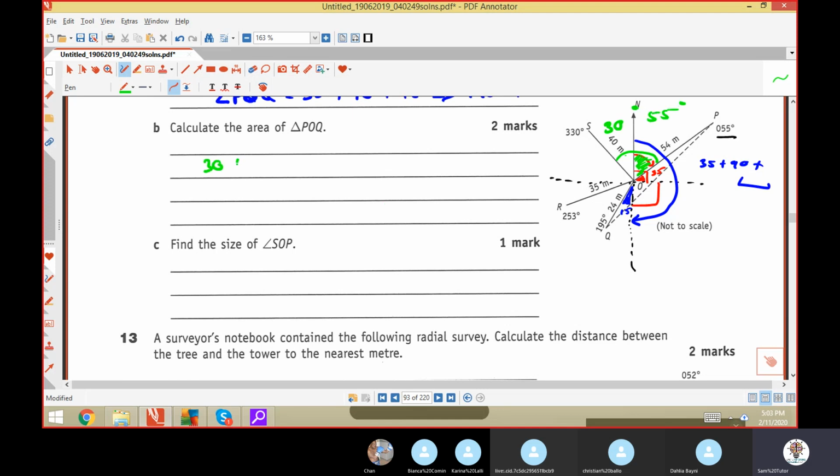35, 30. I can get 30. What's one revolution? 360. 360 minus 330 gives you 30. And then, no, it's okay, it's okay. Look, you just have to see it in terms of geometry.